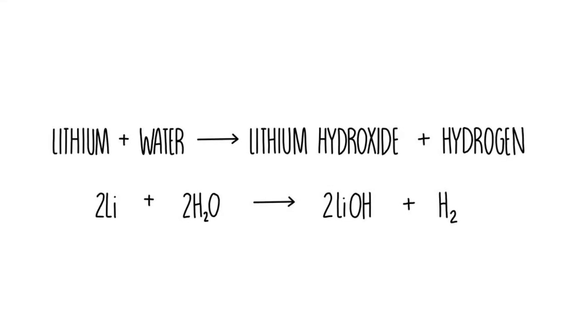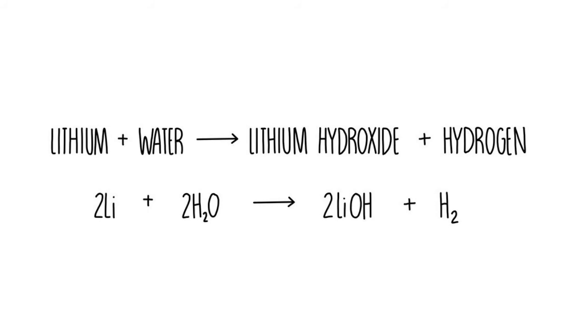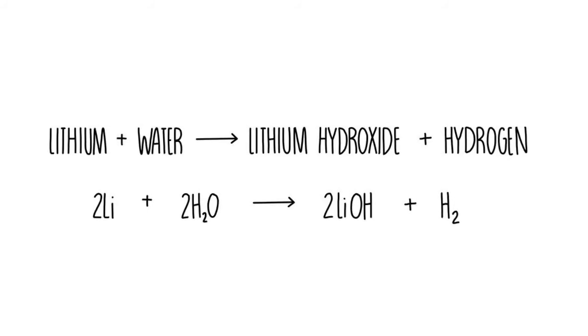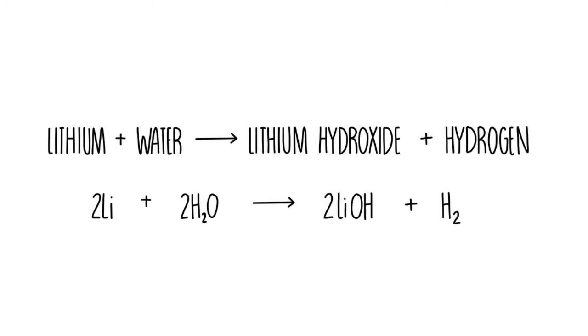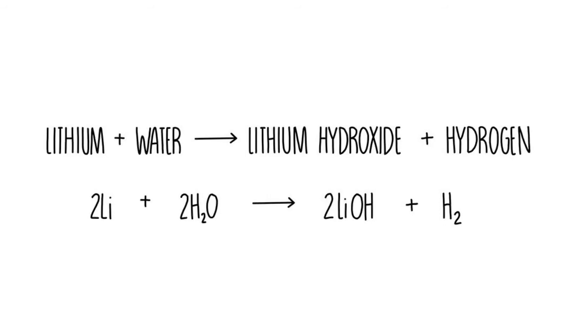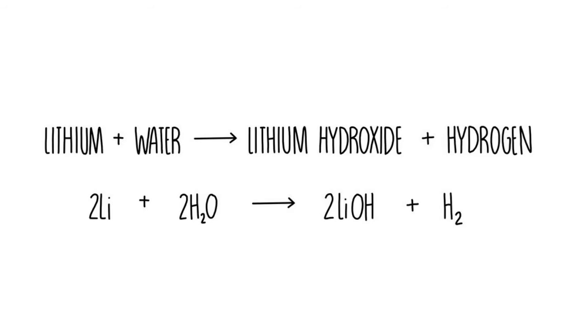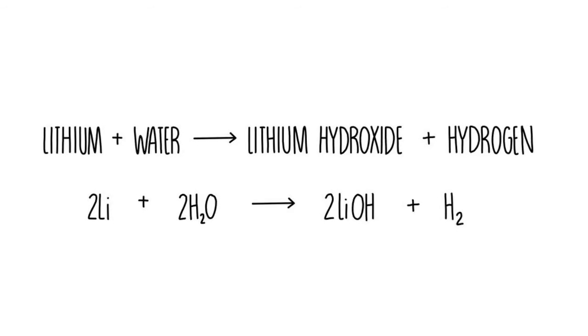However, lithium, sodium, and potassium react with water to form similar products. Lithium and water react to form lithium hydroxide and hydrogen. Sodium reacts with water to form sodium hydroxide and hydrogen. Potassium and water react to form potassium hydroxide and hydrogen. You see the balanced chemical equation for lithium reacting with water underneath the word equation? To get sodium and potassium's one with water, just replace Li with Na and K.